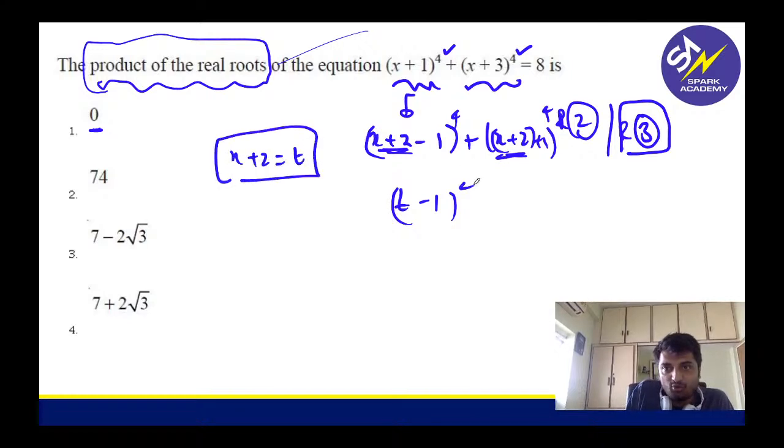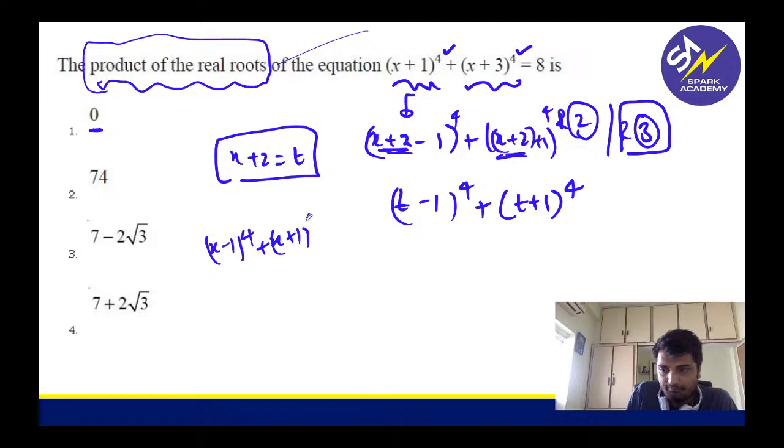So (t minus 1) whole power 4 plus (t plus 1) whole power 4, I can write. Actually, there is a standard formula, which is (x minus 1) whole power 4 plus (x plus 1) whole power 4. That part I think you will get something like 8, so this is given as 8.